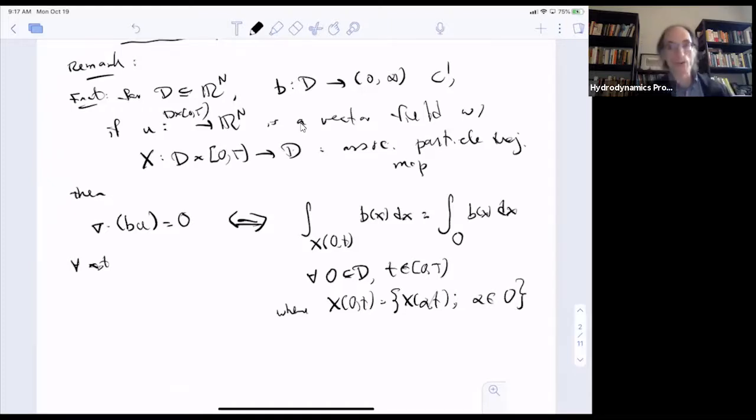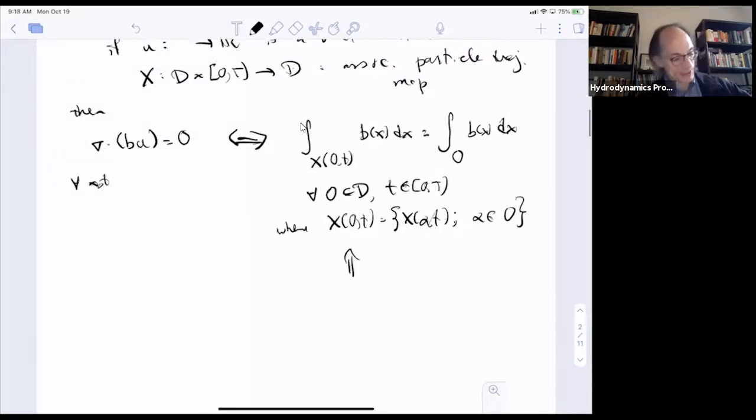As we've done before. Okay, and so this is the same as saying that the flow X preserves the measure b(x) dx.